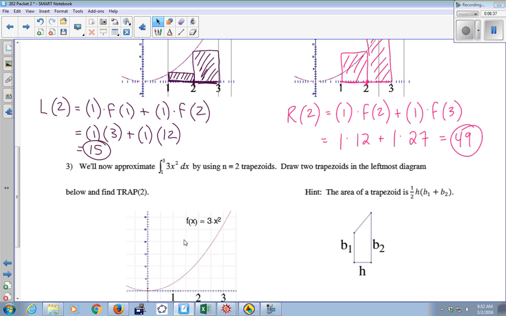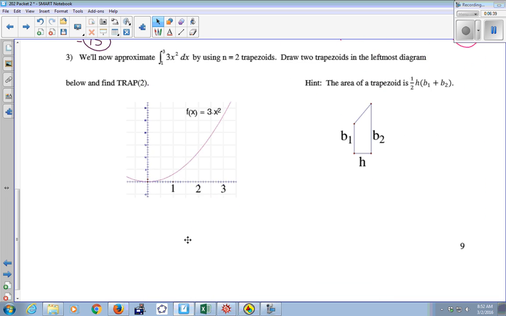All right. So we can use left rectangles and right rectangles. We already knew how to do that. So we're also going to learn how to use trapezoids today. Instead of rectangles over each interval, we're going to build a trapezoid over each interval. I'm going to use 2 trapezoids, same interval 1 to 3 here. Looking from 1 to 3.